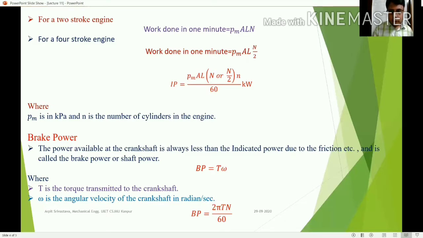Okay, and that is for a 2-stroke engine, and if you are taking a 4-stroke, then you have to multiply with N by 2. Okay, divided by 60. Here is another term, that is a small n, which is representing the number of cylinders. Okay, we use multi-cylinder engines in lots of vehicles.